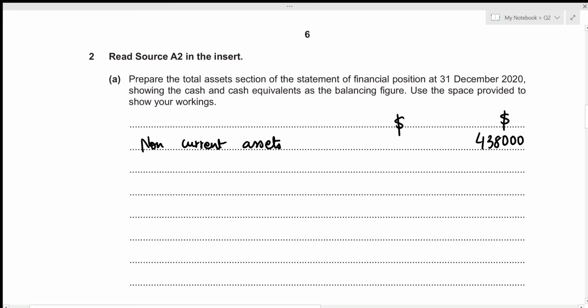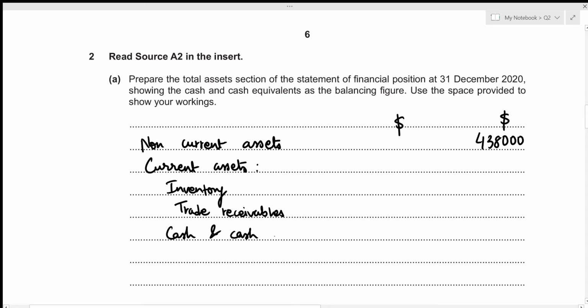Now we can move on to working towards our current assets section. And we were told that the current assets section only consists of three things. So the first one is inventory. The second one is trade receivables. And the third one is the cash and cash equivalent. And this will actually give our total assets.